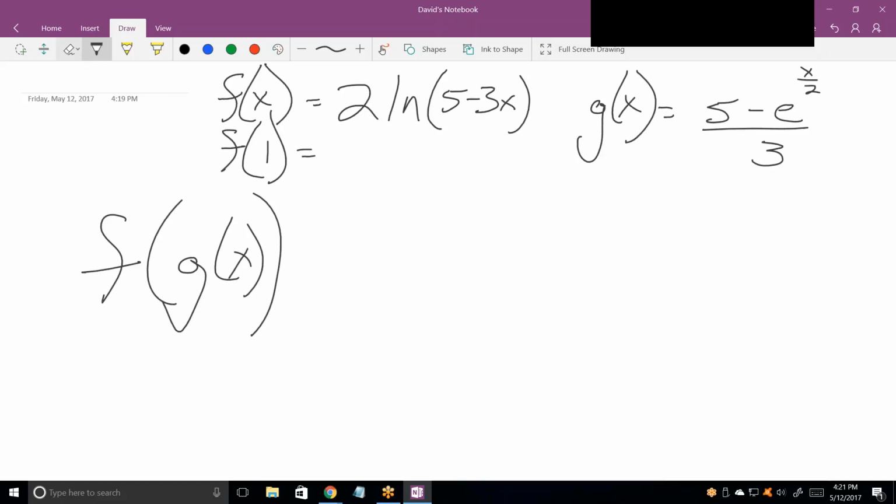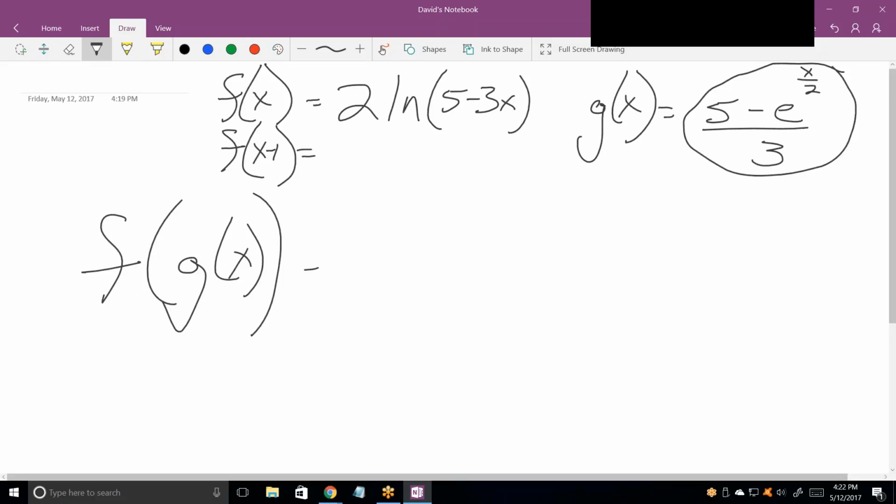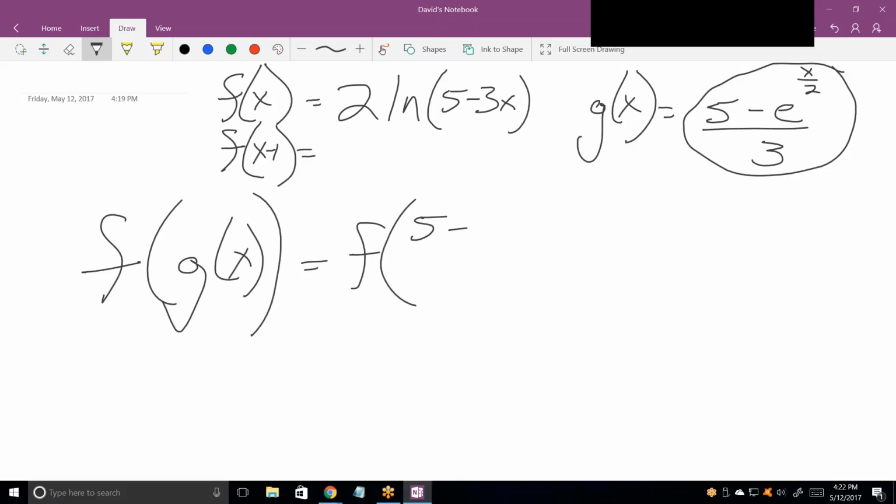Exactly. What if I said, what is f of x minus 1? What would you do? Replace all the x's with x minus 1. So you've got the pattern. You know what this means. Now, what is g of x? g of x is this function. So what we're really writing here is f of 5 minus e to the x over 2, all divided by 3. So let's figure out what that is.